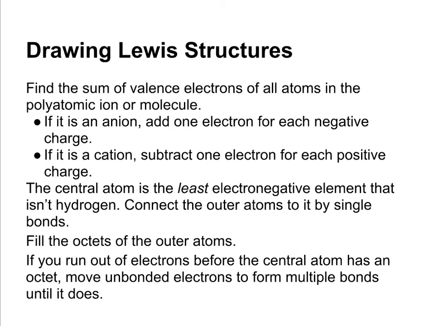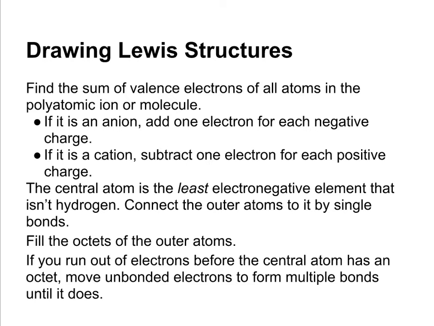You may want to pause this and take a minute and write down the rules for drawing the Lewis structure of molecules. First thing you need to do is find the total number of valence electrons of all the atoms in the polyatomic ion or molecule. If it's an anion, you add 1 electron for each negative charge. If it's a cation, you subtract 1 electron for each positive charge. So if it's got a negative charge, we have to add more electrons. If it's positive, we have to subtract electrons. The central atom is the least electronegative element that isn't hydrogen. Hydrogen's never going to be your central atom.